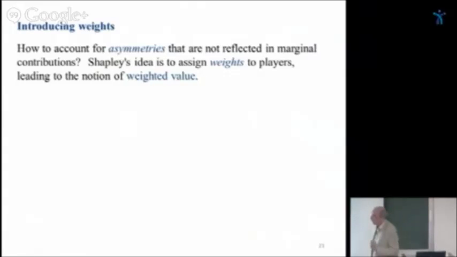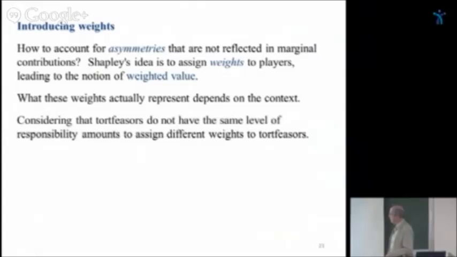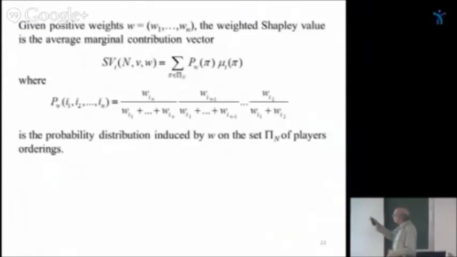Shapley already in 1953 introduced the idea of weights that led to the notion of weighted value. And what these weights represent depends, of course, on the context. There are a few examples. Not many applications that I know of the weighted Shapley value. So here, a judge may assign weights to tortfeasors, and that can go as far as exempting some participant, of course, from contributing. So just to recall, we have a vector of weights. The weighted Shapley value is just the average marginal contribution vector that is computed.